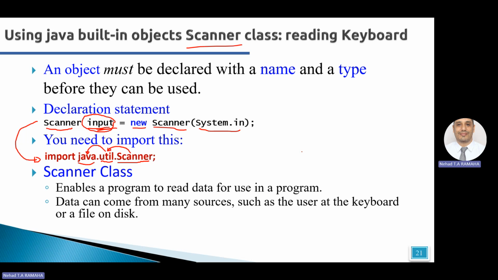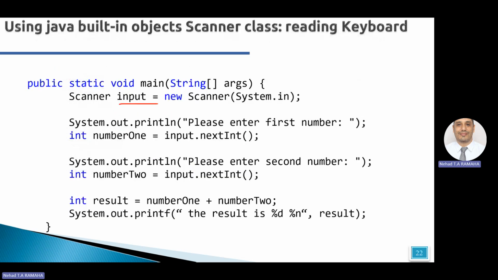Okay, so how to read? After we create the object, simply the object dot the appropriate method. Dot nextInt means read an integer value. Dot next line means read a text value. Dot nextFloat means read a float value. So each method reads a specific type of value. And when you read a value, you need to keep it inside a variable, yes?